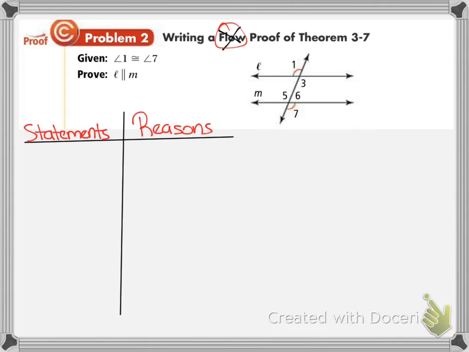So what we want to do is we're given that angle 1 is congruent to angle 7. And I want to prove that L is parallel to M. So we are given 1 is congruent to 7, reason being given. And we want to eventually show that those lines are parallel. Now, we are trying to prove Theorem 3.7. Theorem 3.7 was the converse of alternate interiors theorem.